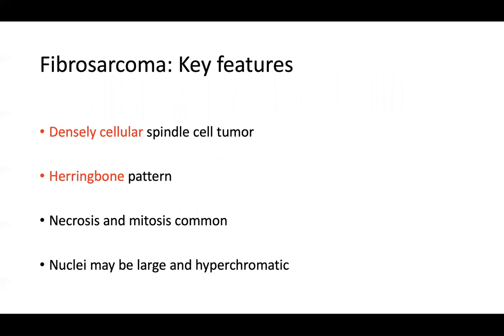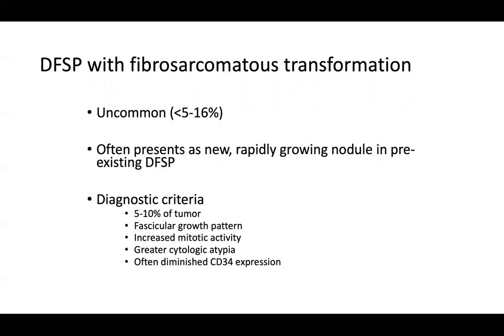Other key features: densely cellular spindle cell tumor with that herringbone pattern. You can see necrosis and mitosis as expected with any malignant transformation. Nuclei may be large and hyperchromatic. So for me, I think of fibrosarcomatous transformation as something bad within something bad, something worse within something bad, because DFSP is already bad, but then if you get fibrosarcomatous change, that's worse.